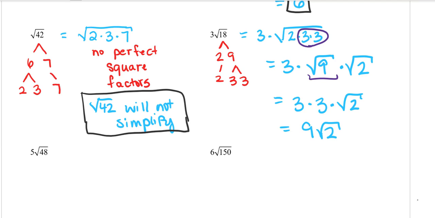Now 2 does have a perfect square factor, but its perfect square factor is 1. Anytime the perfect square factor is just a 1, we don't worry about it. Notice in our factor trees, we're not breaking down the numbers any further once we get to prime numbers, so we don't make 2 times 1. We don't really care about factors of 1, but 1 is a perfect square. The square root of 1 is equal to 1.